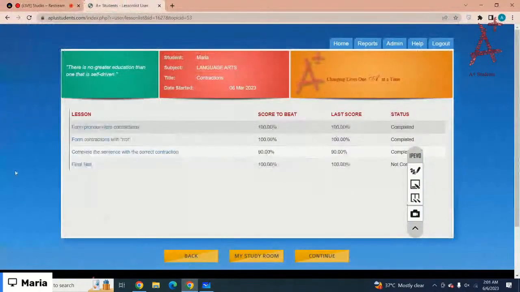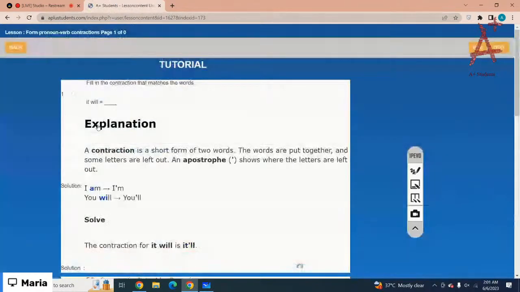So here I am on grade 1 language arts. The chapter we're going to start with is contractions. Let's just start with the first lesson, that is form pronoun verb contractions. So first we're going to learn what is a contraction. Here is the definition of the contraction.